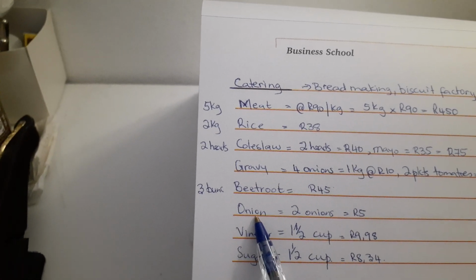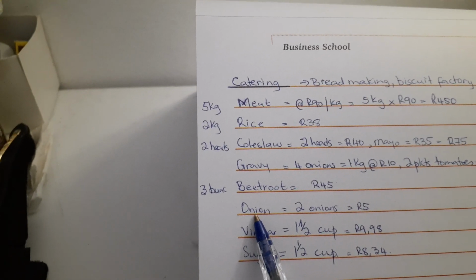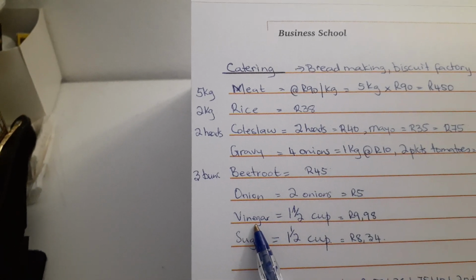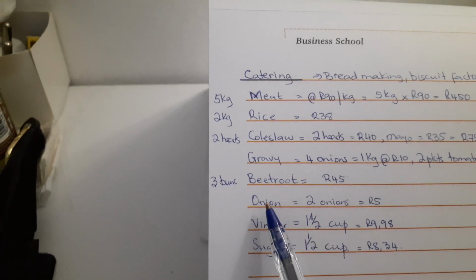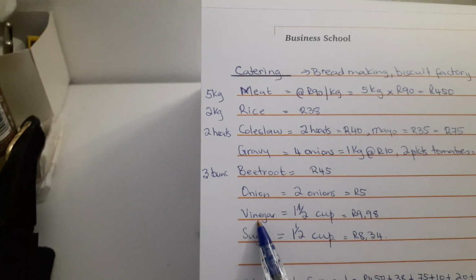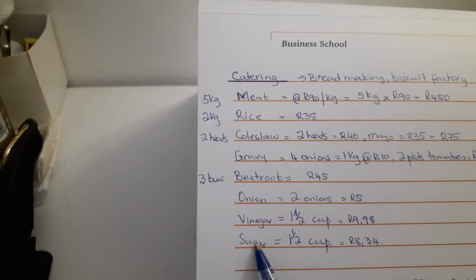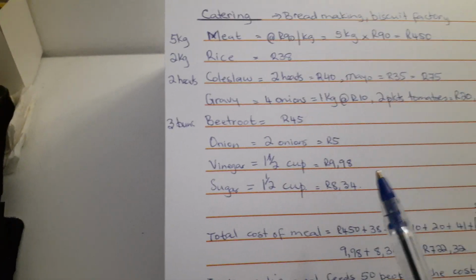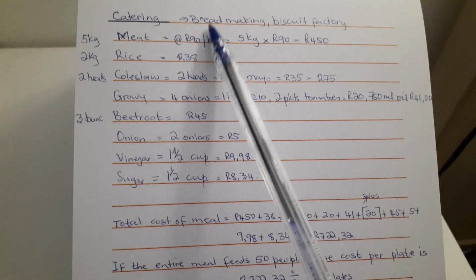And then we will need onions for the meat and all that, 2 onions at 5 rands each. And oh no, this is for the beetroot. When we dress it, add a grated onion, add some vinegar and sugar. And vinegar we will need 1.5 cups, and that will be 9 rand 98, and sugar 1.5 cup at 8 rand 34 cents.